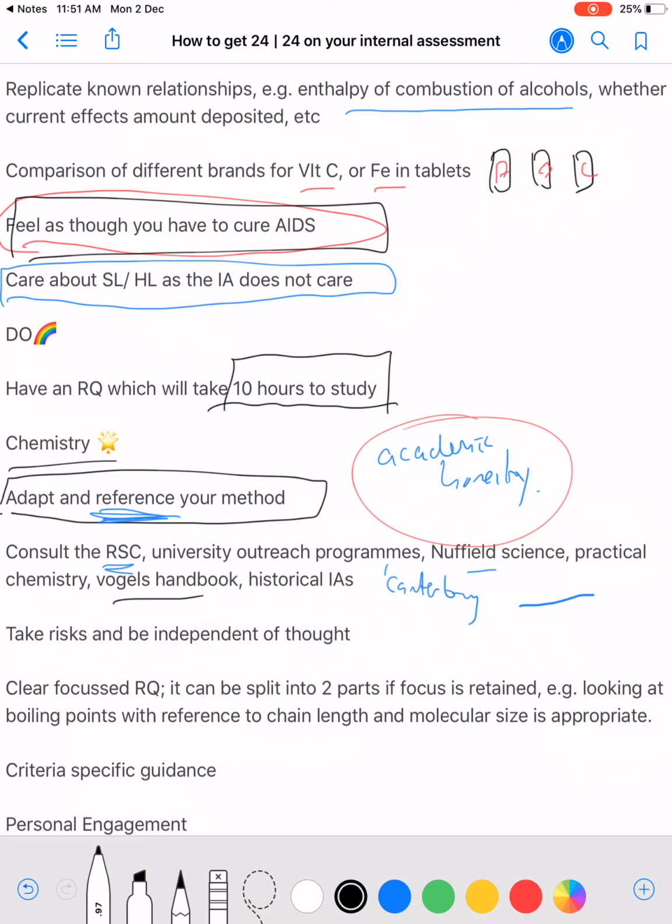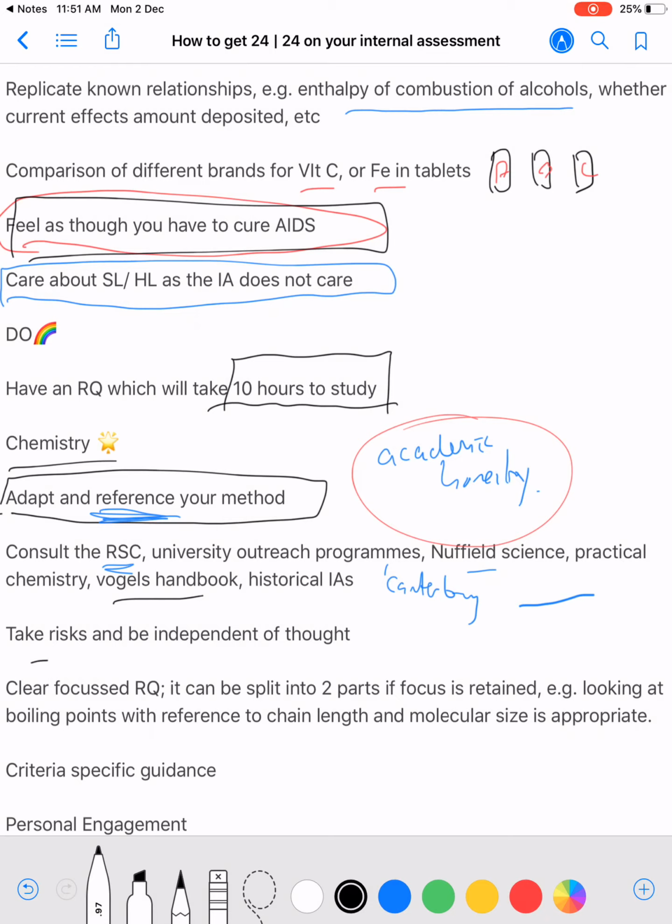You are teenage students. I'm sure you know how to use Reddit and everything else. Don't copy it. The IB knows that Reddit is there. They know what is on there, and Turnitin.com knows exactly what is on there. And we'll see that in the IA, which I'll be doing with you shortly.